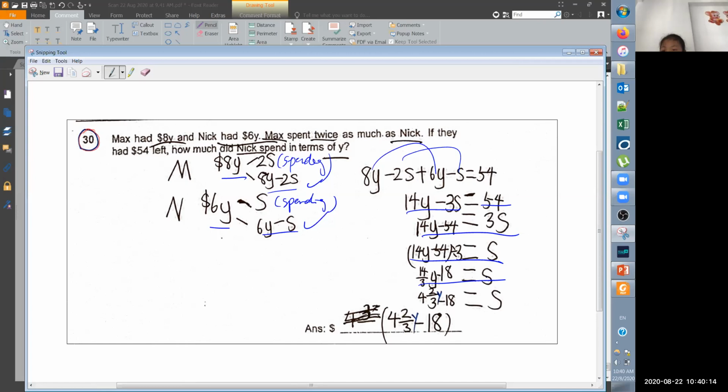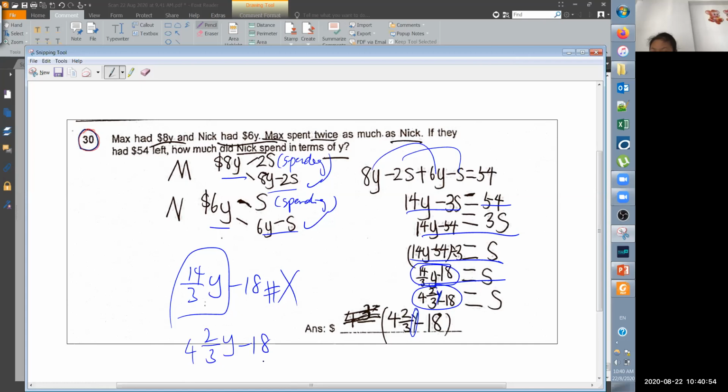Then what do they say? How much did Nick spend in terms of y? This one. If you want to express it in this manner, it is also okay. Yeah, you're right, with the y. Did you miss out the y? 你没有写那个 y 啊，是吗？对。Okay. So that means if your answer is this, this is not the final answer. Why? Because this is not simplified. So you must put it in this manner to make it in simplified form.